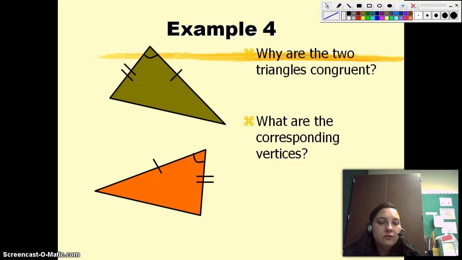Why are the two triangles congruent? Well, let me look at the markings. I have a side, an angle, and a side. I have the corresponding side, angle, and side. So I'm going to say these are congruent by side, angle, side. And what are the corresponding vertices? Let's put the vertices up.